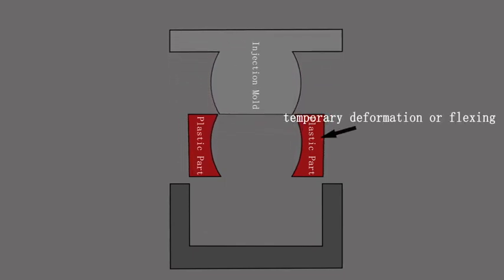When using bump-offs in a mold designed for plastic injection molding, the plastic product may experience a slight deformation or flexing as the mold opens. The bump-off mechanism is designed to apply controlled force to release the molded part, especially if there are complex undercuts.